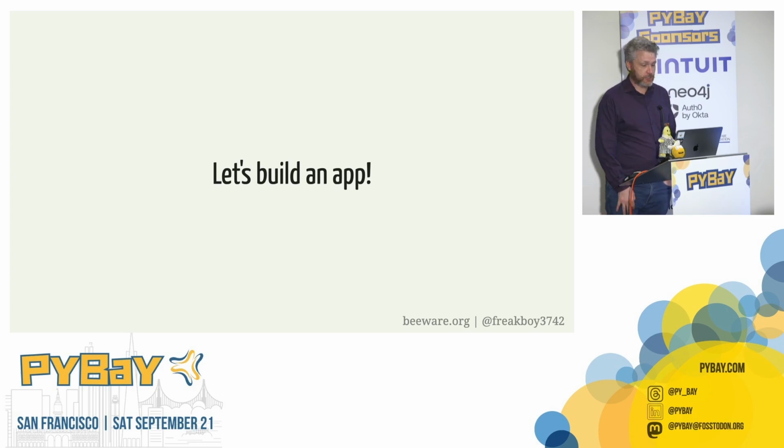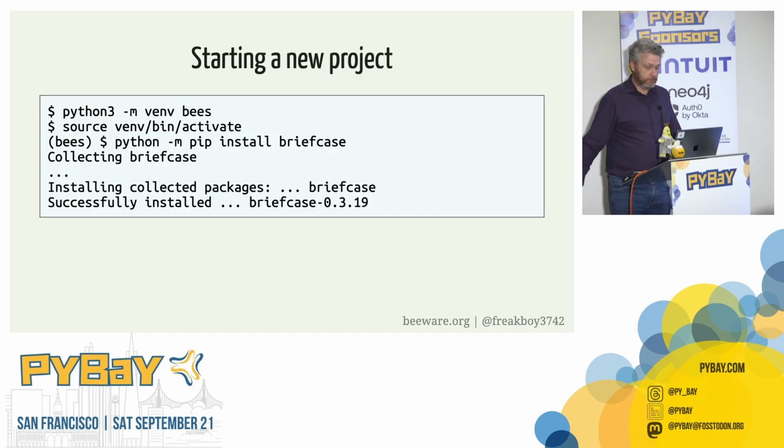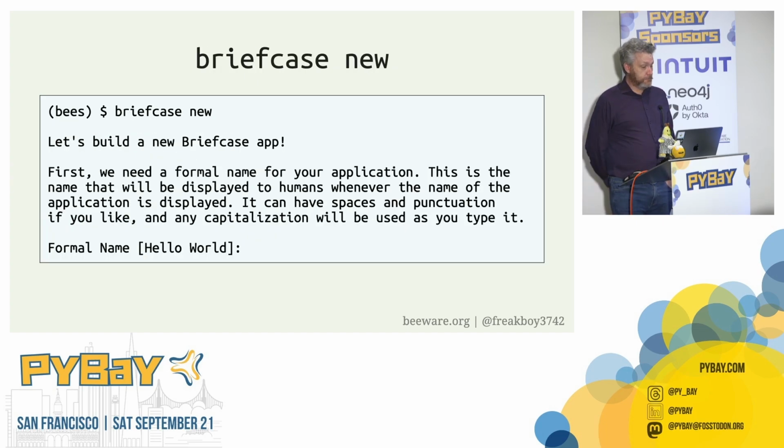All right, so let's dive in. Let's write an app and then deploy it across multiple platforms. We'll start with something relatively simple, but we'll add more features as we go along. So where do we start? Well, Briefcase has a wizard you can use to bootstrap a new app. So we create a new virtual environment, install Briefcase, pip install briefcase. With Briefcase installed, we can then run a wizard to start a new project.